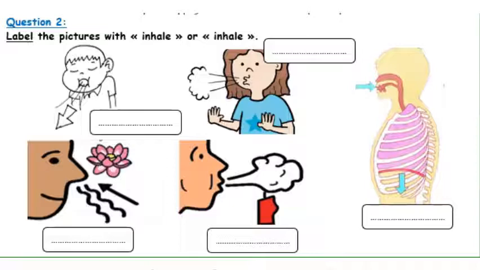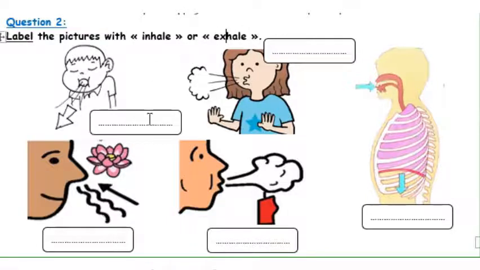And respiration or breathing happens in 2 phases, in 2 steps. First step is when we breathe in, and second step is when we breathe the air out. When we breathe air in, we inhale air. When we breathe it out, we are exhaling air. So here there is a mistake. Let me fix it. Inhale and exhale.